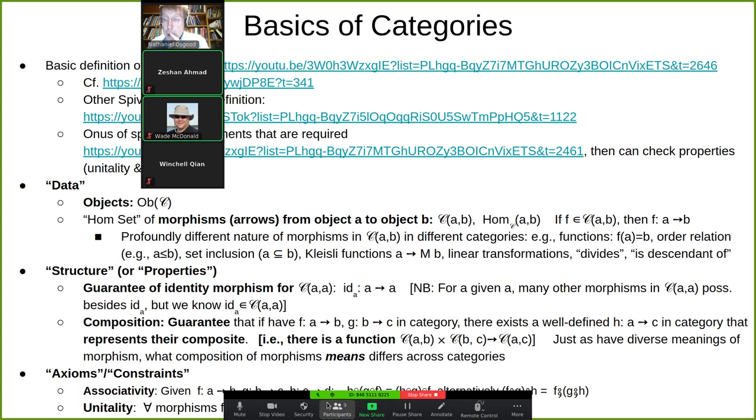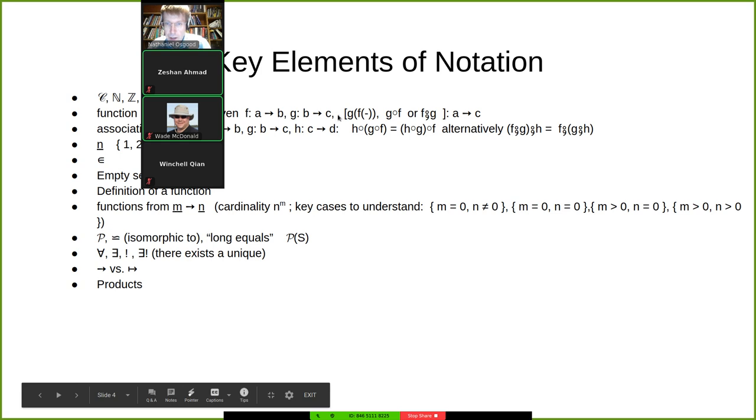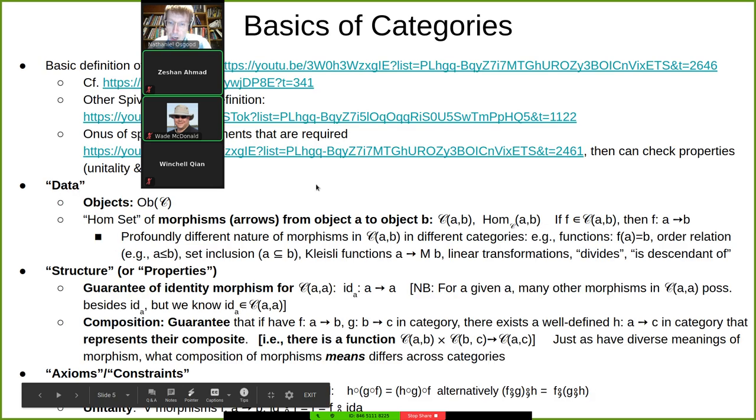So let's suppose that I have functions f from A to B and another function g from B to C. There needs to be a function that's the composition of those. Given a value, it's g of f of that value.